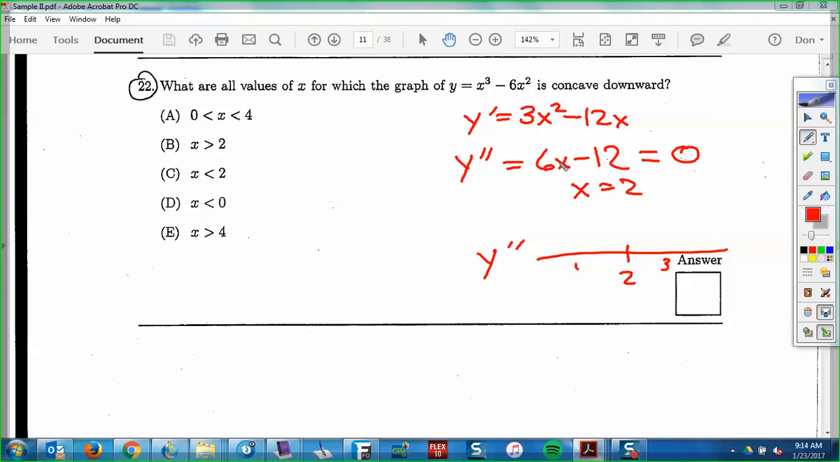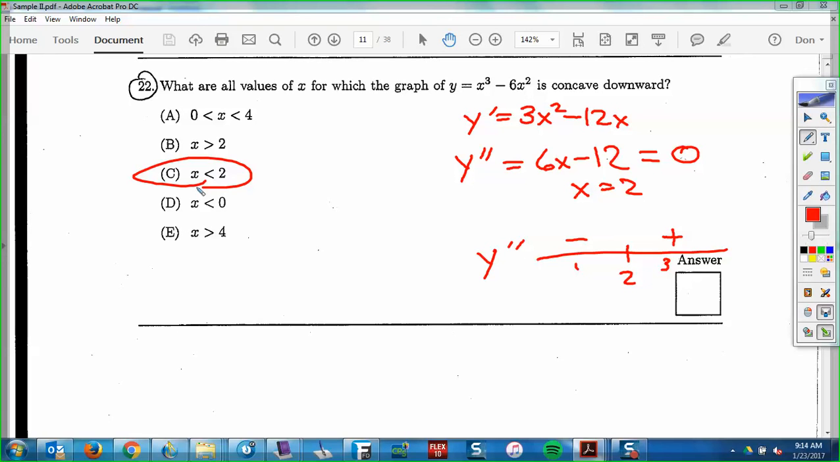eliminate some. But we plug a 1 into here, we're going to get 6 minus 12, that's negative. We put a 3 into here, 18 minus 12, that's positive. That's going to be concave down, concave up, so it's less than 2, right? So there are some questions that should be easy ones.